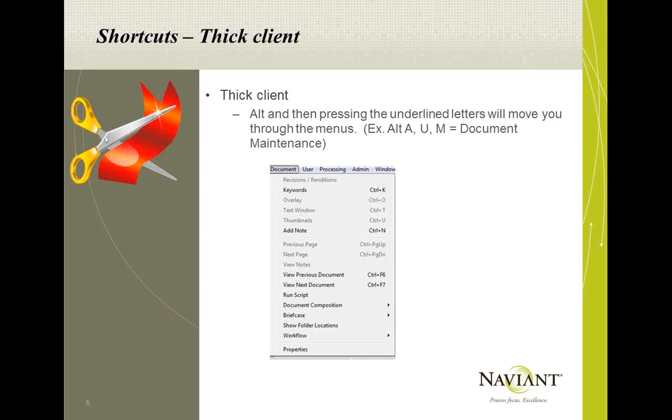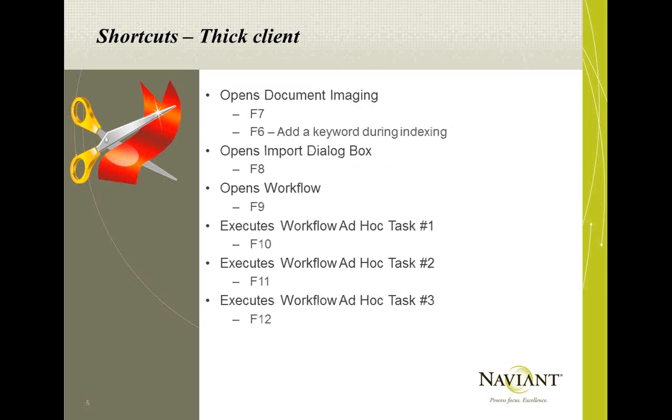This screenshot that is presented here shows you some of the other shortcuts you can use instead of right-clicking. So if you have a document open and you want to know what the keywords on that document are, instead of right-clicking and going to keywords, you could do Control-K. Or if you wanted to add a note, you could do Control-N. So these are another bunch of shortcuts that you can use instead of using your mouse when you have documents open.